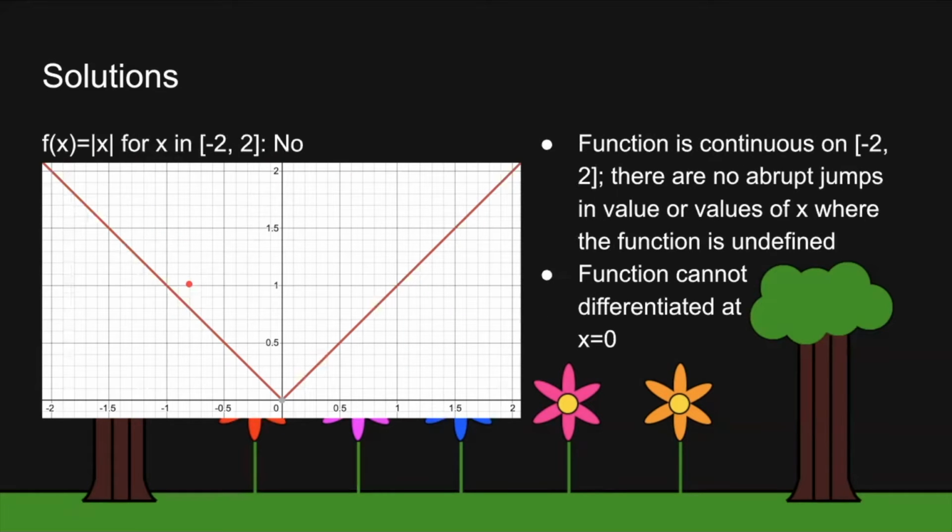For f of x equals the absolute value of x for x in -2, 2, that does not satisfy the conditions, because even though the function is continuous on the interval, this function cannot be differentiated at x equals 0. We see right here that from the left side, the slope is equal to -1, and from the right side, the slope is equal to 1. So since there are two conflicting answers, that means the function cannot be differentiated at x equals 0.